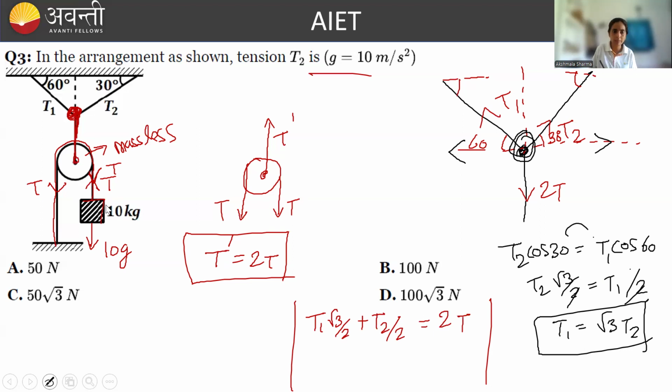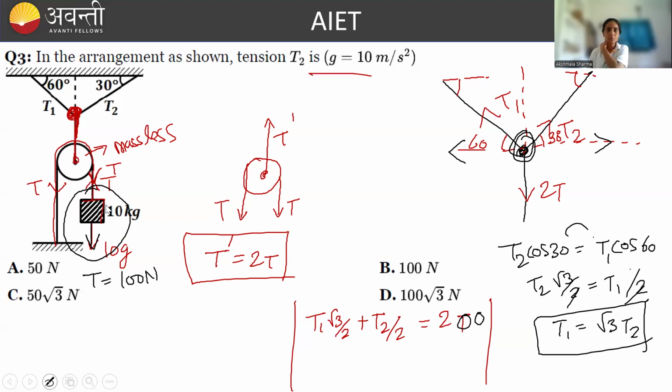If you talk about this 10 kg block, on the 10 kg block 10 g force is acting in the downward sense. T is acting in the upward sense. So from this block, T must be equal to how much? It should be equal to 100 Newton. So here if I am writing 2T, it means I am talking about 200 Newton.